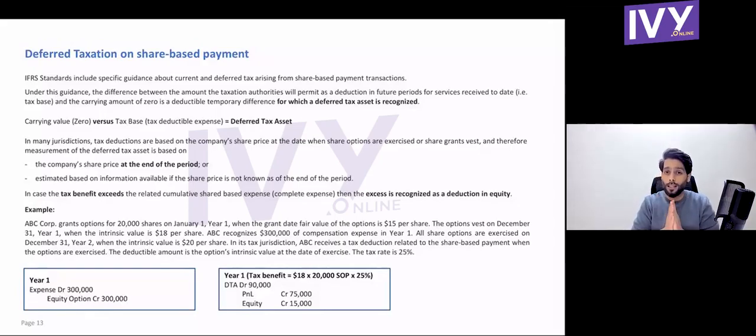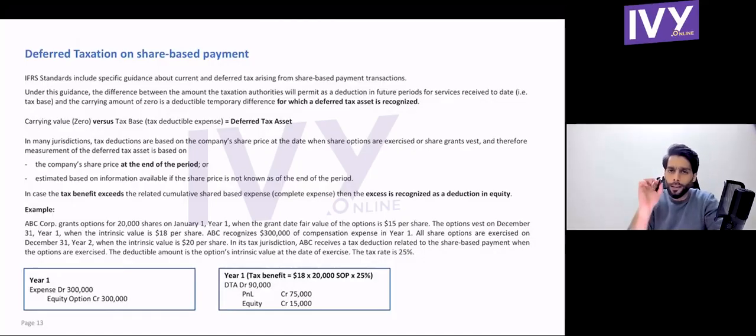This has also been tested in an examination. I believe it's tested twice up to date, including P2 and SBR. So I suggest that you carefully look onto this lecture and let me have your feedback. So I'm talking about deferred taxation on share-based payment.